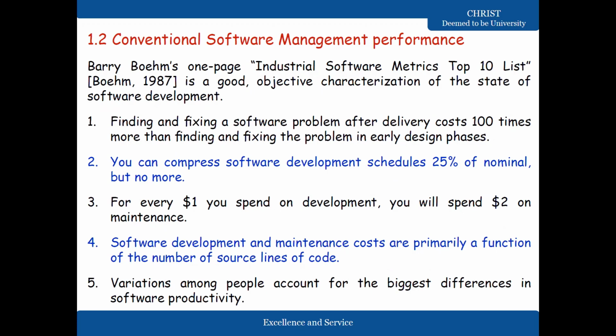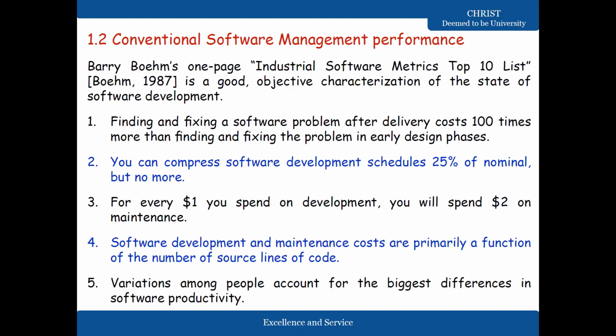Now, I've discussed the waterfall model in theory and practice. Now I'll be talking about conventional software management performance. Barry Boehm, in 1987, came up with the industrial software metrics top 10 list, which is a good characteristic observation of the state of software development, and he mentioned 10 points. Okay, so these are the 10 points which he mentioned.